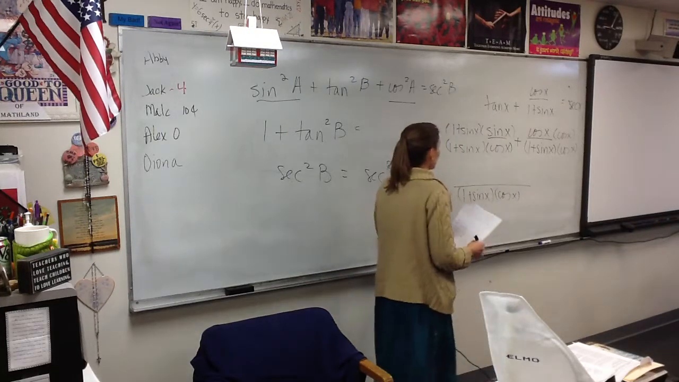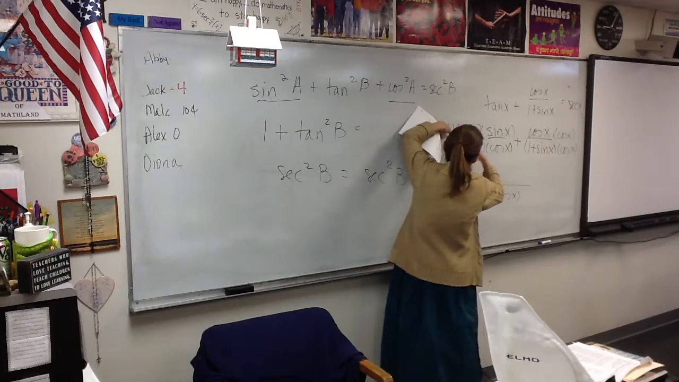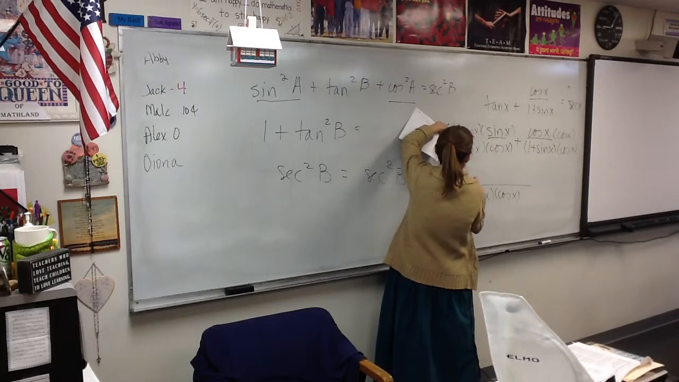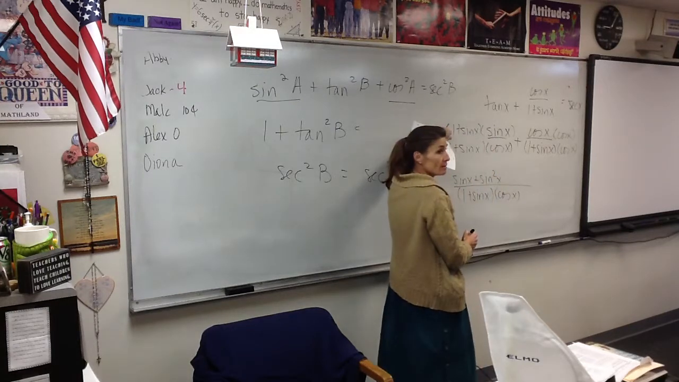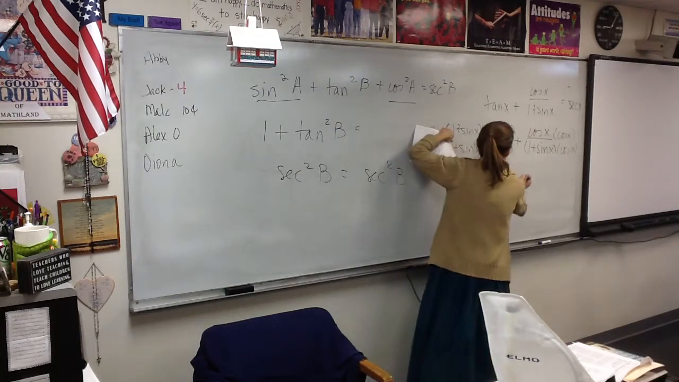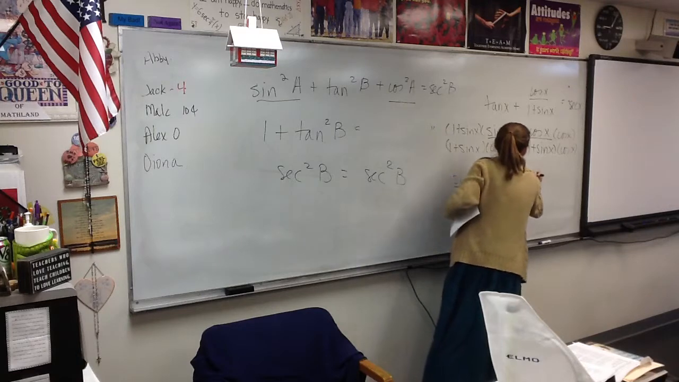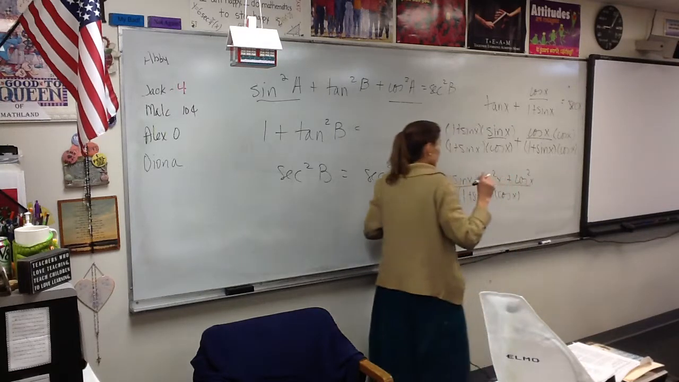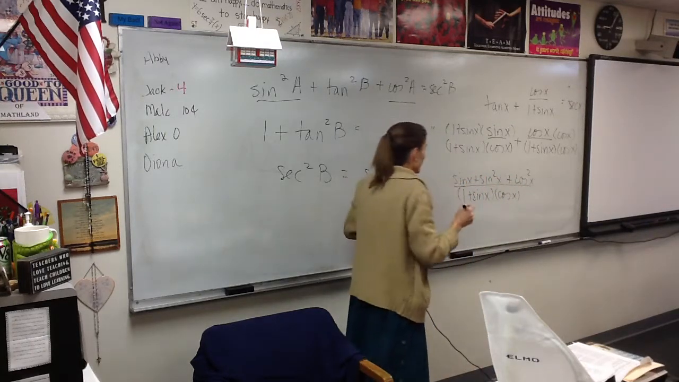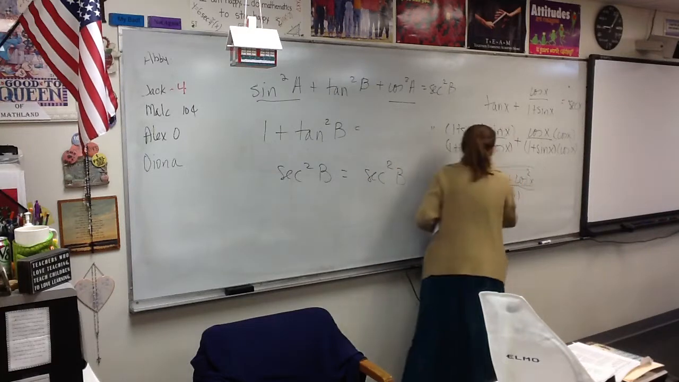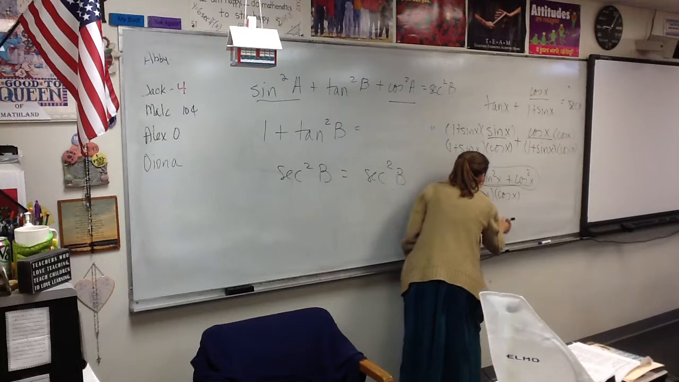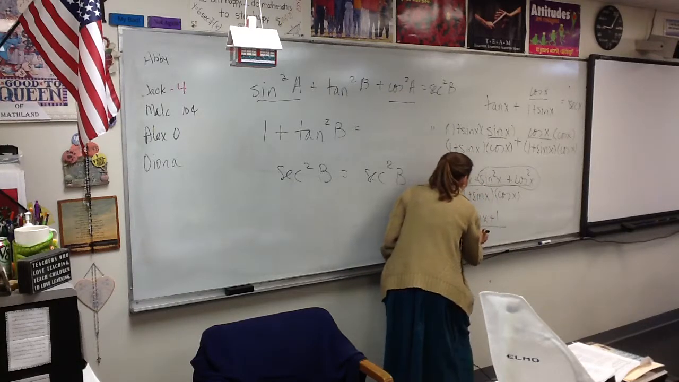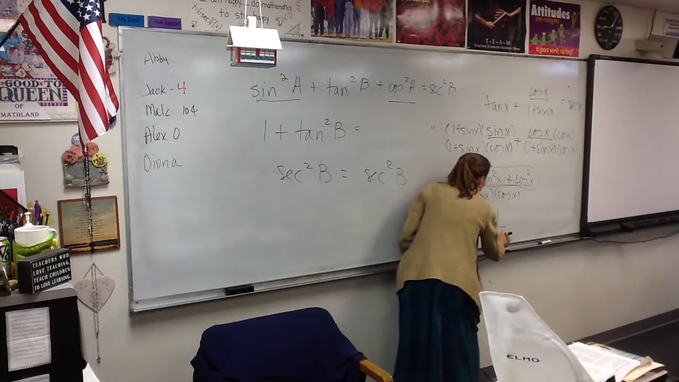Now, what's our numerator look like? Well, what do we have up here? This is a distribute, so we'll have sine plus sine squared, right? Plus cosine squared. Uh-oh. Here's a 1, right? So now we have sine plus 1 over 1 plus sine times cosine.